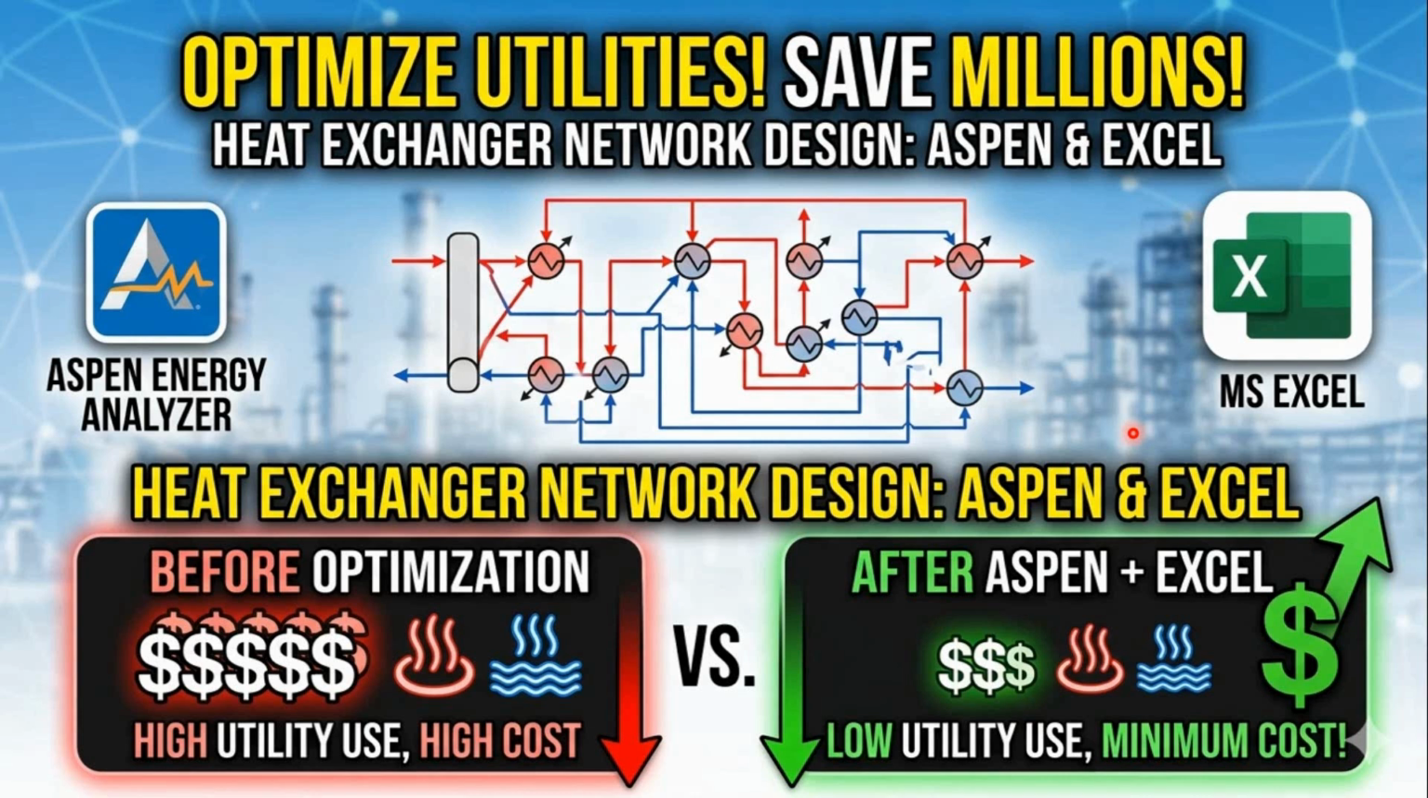What if I tell you that you could reduce your plant's energy cost just by smartly designing your heat exchanger network? Today, we are diving deep into heat exchanger network or HEN design using Aspen Energy Analyzer, but we are not stopping here. I am going to show you exactly how varying your hot and cold utilities impact your overall process performance, and we are going to use MS Excel to crunch the custom financial data to prove it.